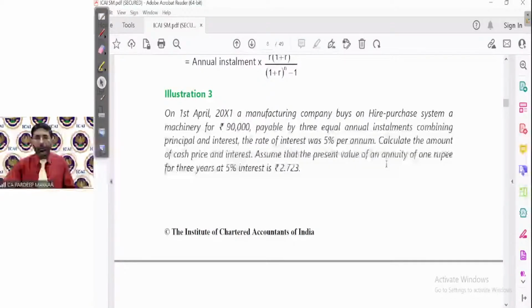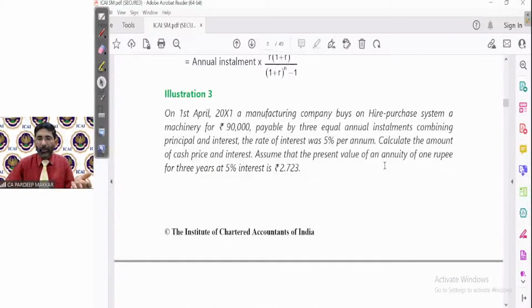In that case, you will have to go for the calculation the way the annuity method, the present value method, is used if present value is given to you. So he is saying that the cash price and the interest are to be calculated by us, assuming that the PV of an annuity of 1 rupee for 3 years is 2.723. That means if we invest ₹1 at the beginning of the year, then after 3 years we will be able to get 2.723. So accordingly, if we want to calculate how much the annual installment will be of ₹90,000, because 90,000 is given to you.